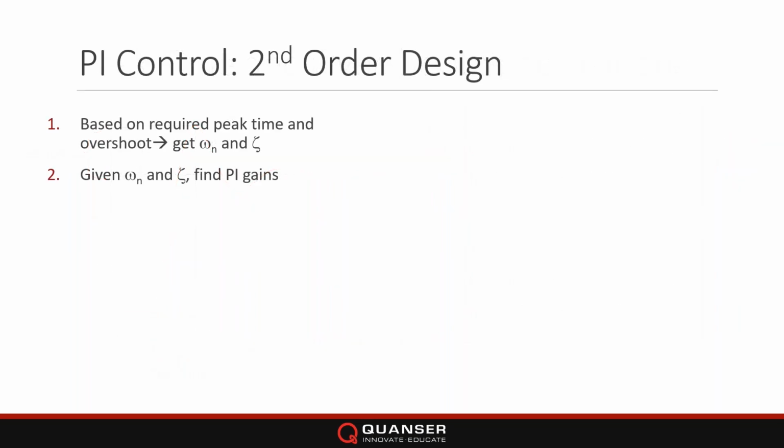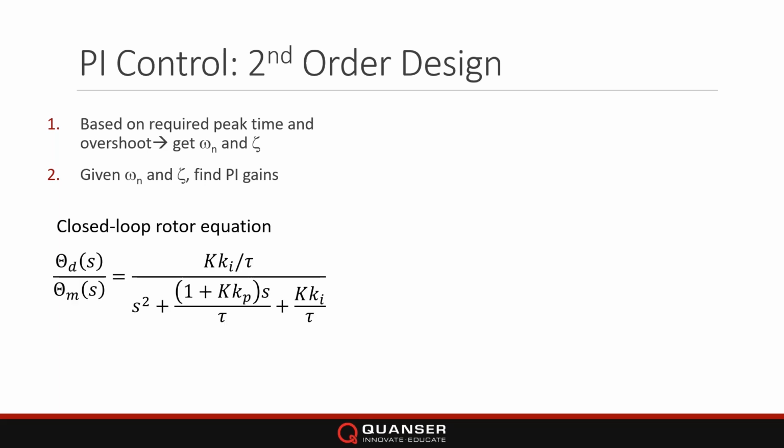So the PI control, again, is based on the classic second order design. If you look at our courseware, that's supplied, and it goes through all this. Based on your peak time and overshoot specs, you find the natural frequency and the damping ratio of your prototype second order function, and then you find your PI gains.